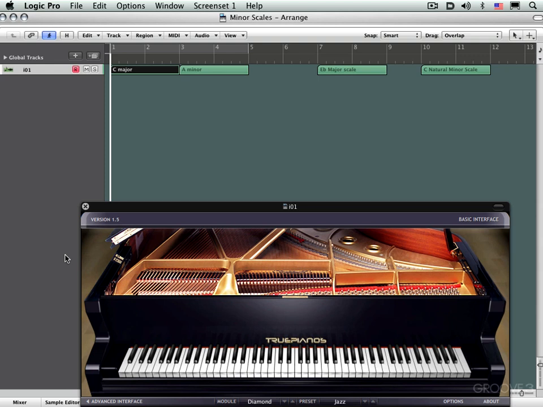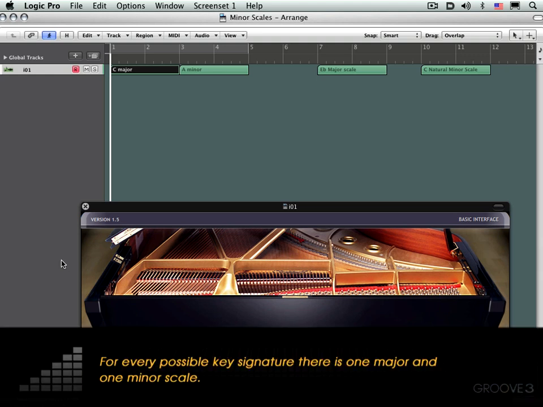But each key signature also has an associated minor scale with it. There are actually several variations of minor scales, but in this video we're going to concentrate on the purest, most basic incarnation, and that's called the natural minor scale. So for every possible key signature, there's one major scale and one minor scale that use that same key signature.